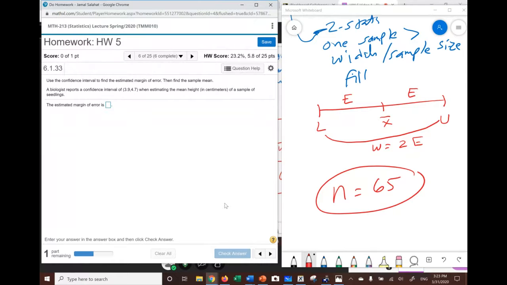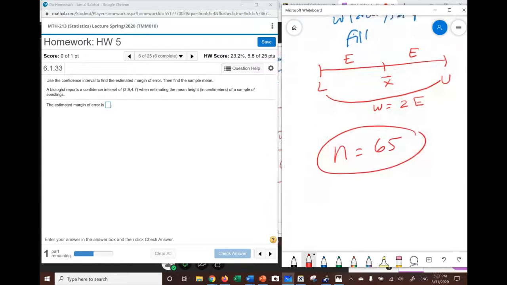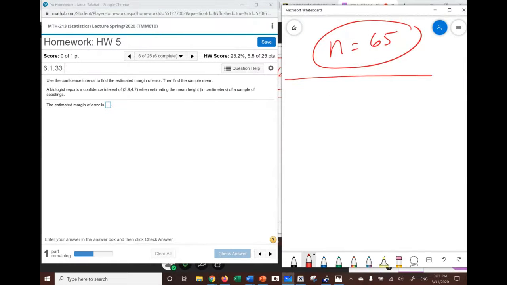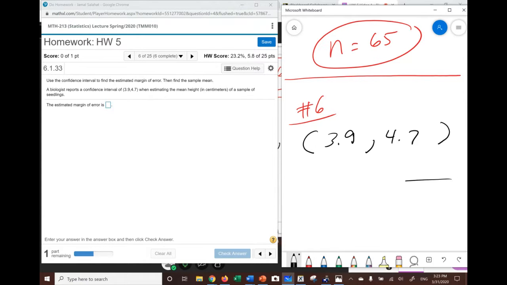Now let's go to number 6. In number 6, they gave us already an interval. They told us in here, a biologist reports a confidence interval of 3.9 to 4.7. So this is what we know. We know that the lower limit is 3.9, the upper limit is 4.7.